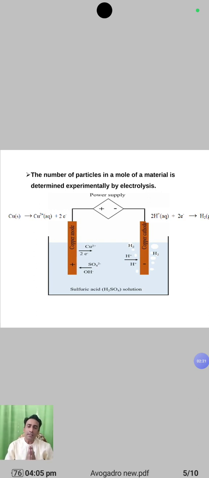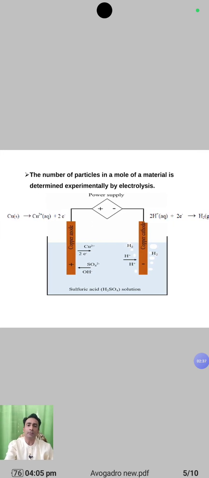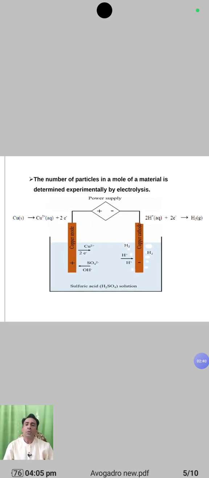Now we are going to discuss a method by which this value of Avogadro's number was practically determined. This method involves electrolysis, so first of all, we must know what electrolysis is. If you look at this figure, electrolysis is the decomposition of an electrolyte by the passage of electric current through its solution. An electrolyte is a substance which conducts electricity in its molten state or in its aqueous solution.